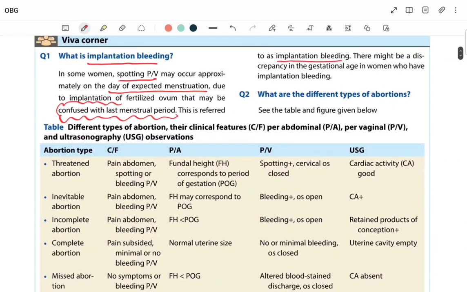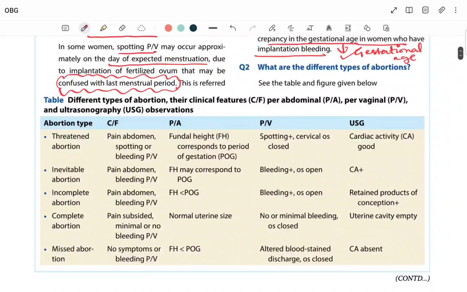Basically the woman has conceived, but she does not know that she is pregnant, and she is confused with the last menstrual period. So this is what is referred to as implantation bleeding, and there might be a discrepancy in the gestational age in women who have implantation bleeding. This is the major problem, and that is the main point that you need to know with implantation bleeding.